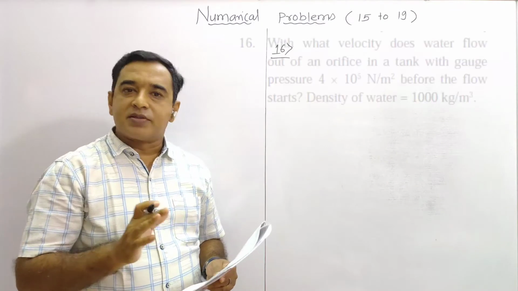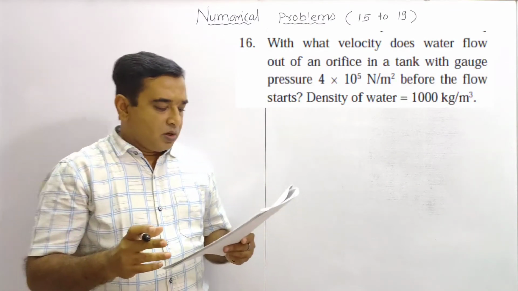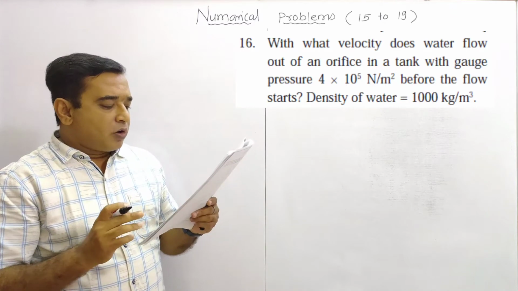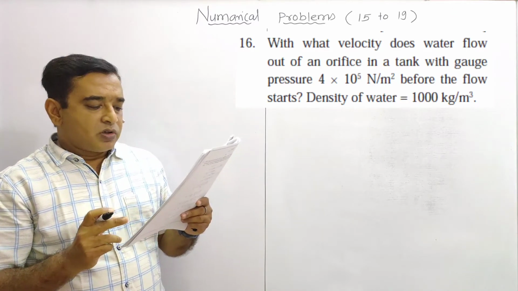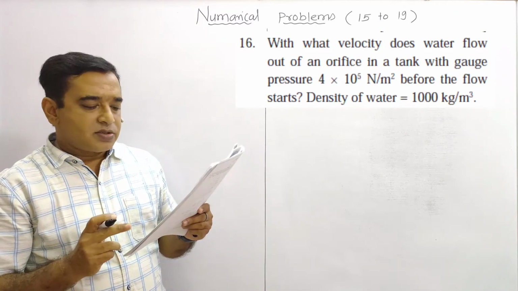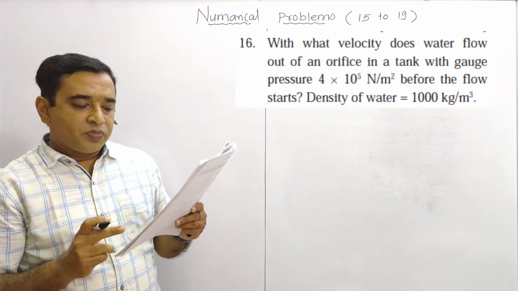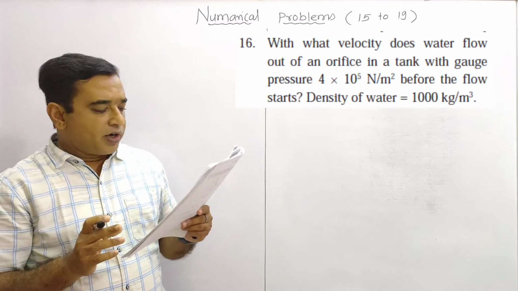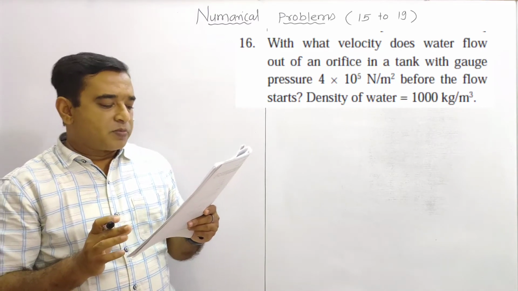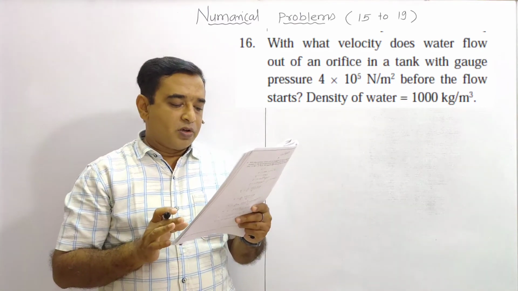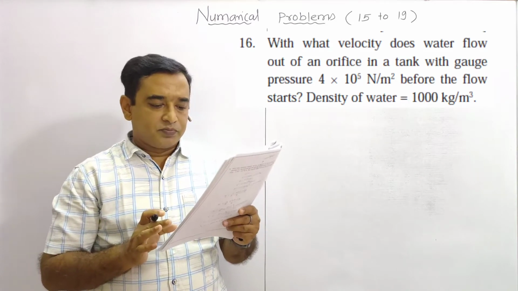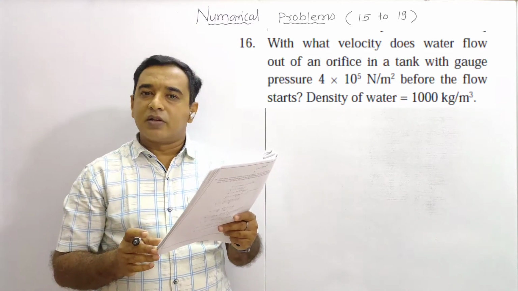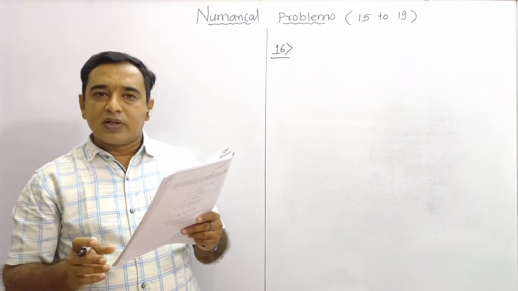Here is the problem number 16 before you. I'm going to read that one. With what velocity does the water flow out of an orifice in a tank with a gauge pressure 4 into 10 raised to power 5 Newton per meter square before the flow starts. The density of water is 1000 kilogram per meter cube. So we need to get that.